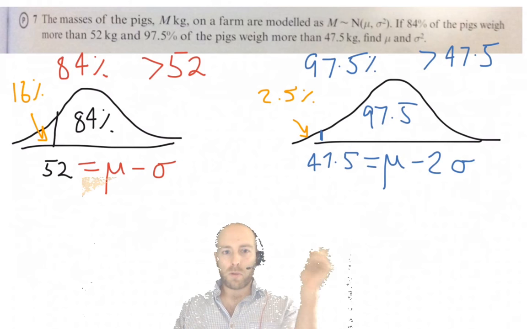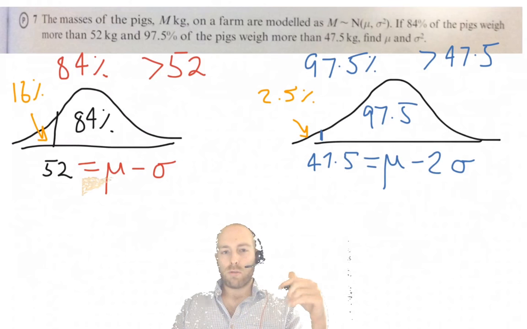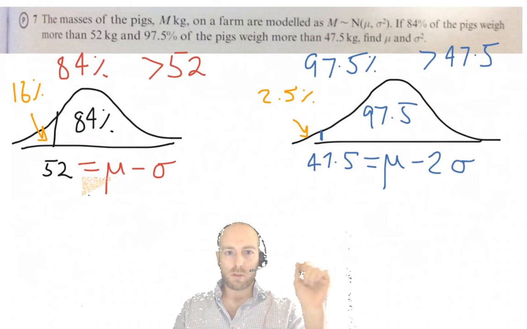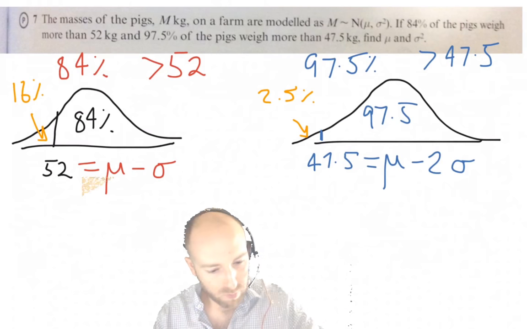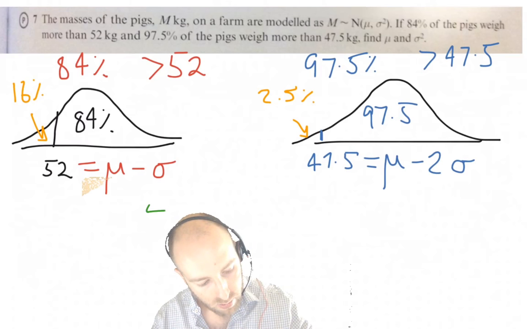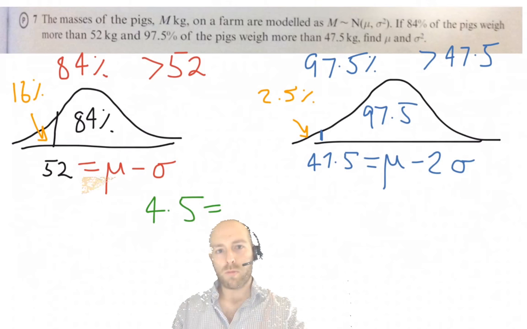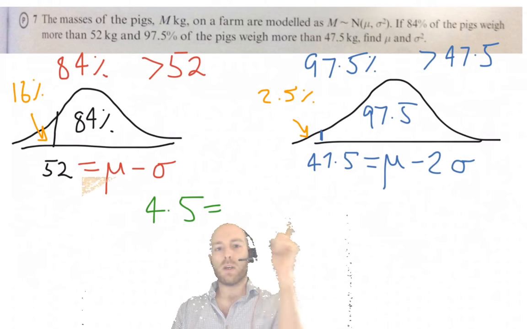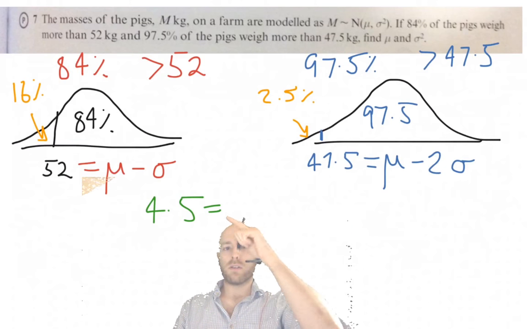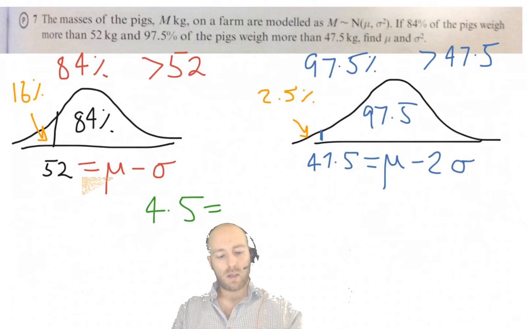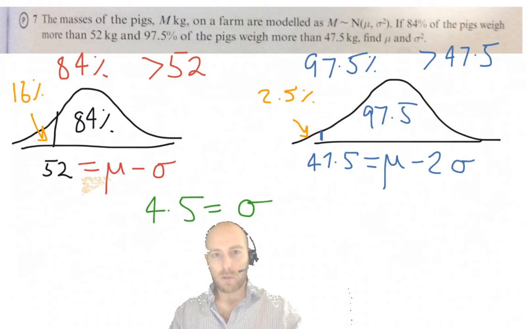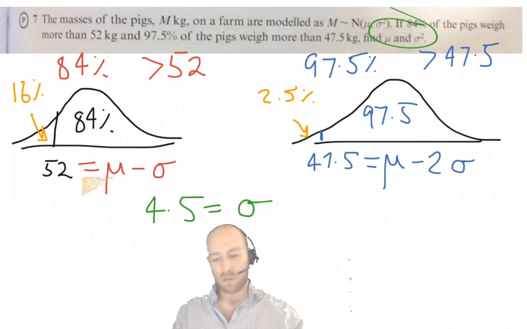So we're left with two equations with two unknowns, so we're going to solve them simultaneously. Because we've got just one mu in each, if I subtract those two, it should all work out nicely. So I'm going to do this one, take away this one. So 52 take 47 leaves me with 4.5. Mu take mu, 0. And minus mu minus minus 2 mu is going to be minus, a minus, a minus. So we'll end up with 4.5 equals sigma. So we found sigma. The question actually asks for mu and sigma squared, so I'm going to square that.